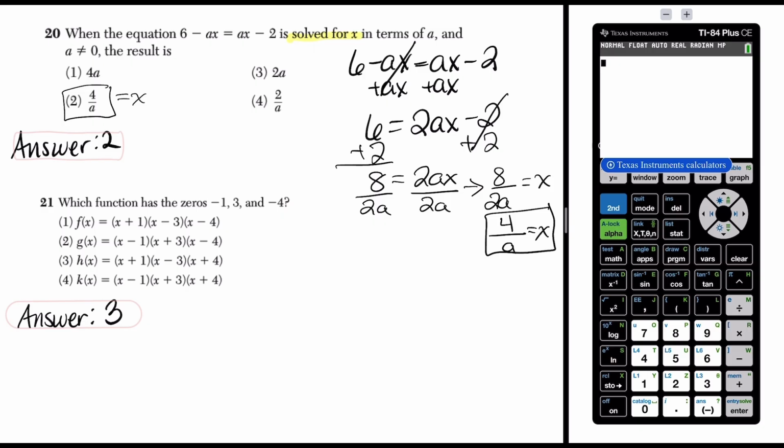Next one, number 21, we're looking for solutions. We want to find a function that has the zeros at negative 1, 3, and negative 4. So here's the cool thing about this.